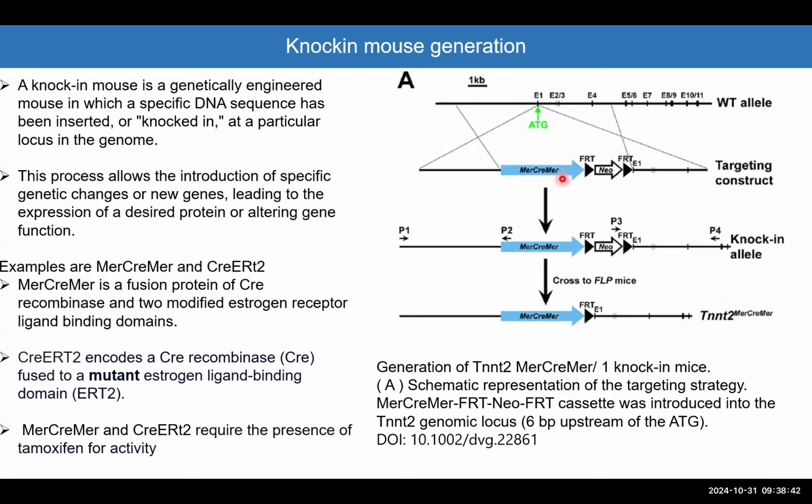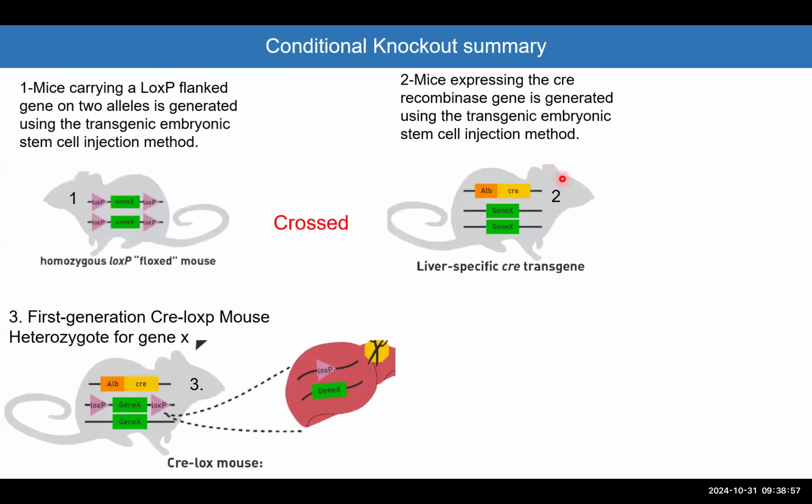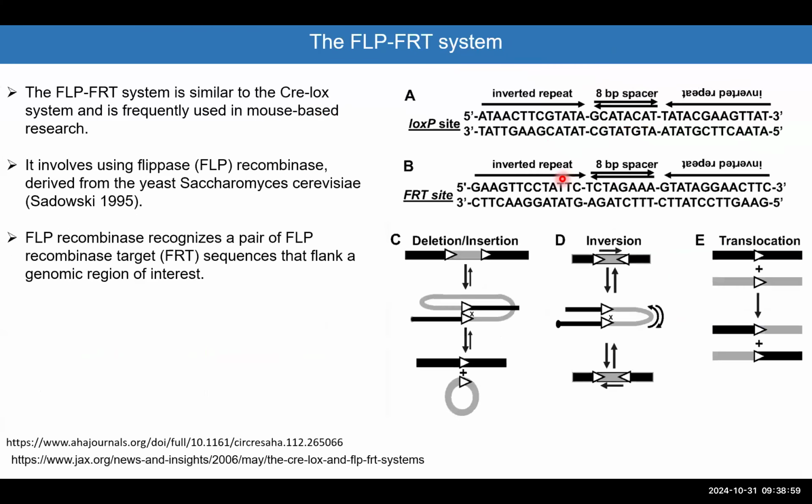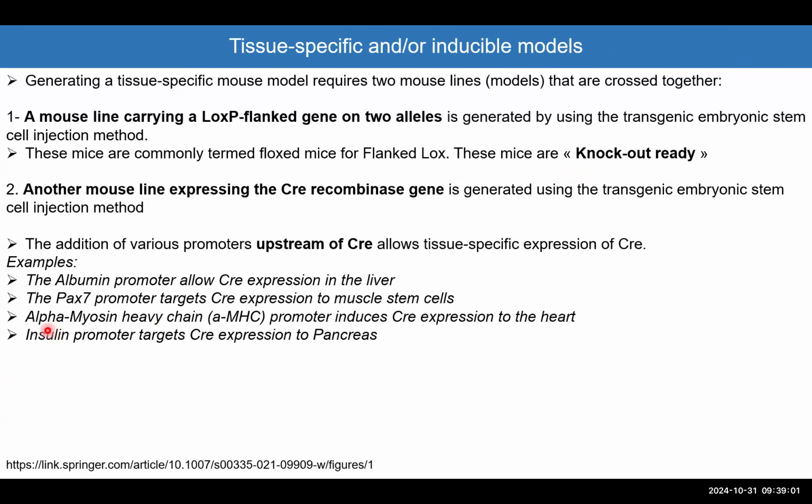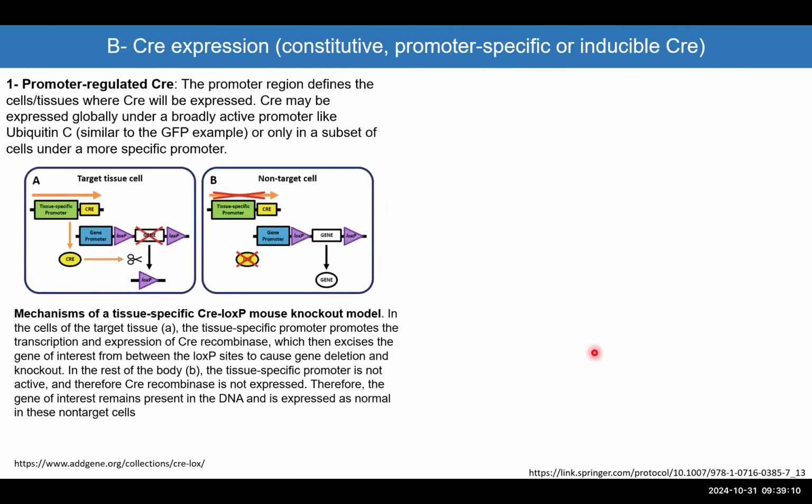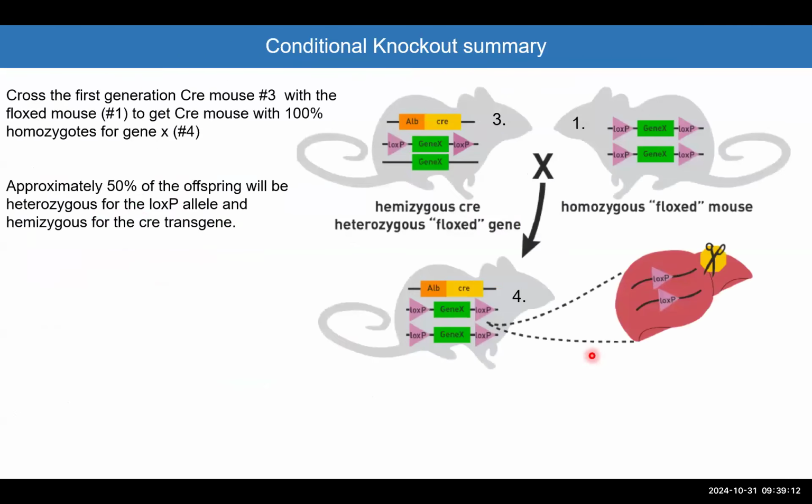one of the methods that we can use to control tissue specificity of a knockout is by using first a promoter that is specific to a certain tissue. Let's take an example, the alpha myosin heavy chain, which is listed here. The alpha myosin heavy chain promoter induces a Cre expression only in the heart cells and the cardiomyocytes. So we can take that as an example.